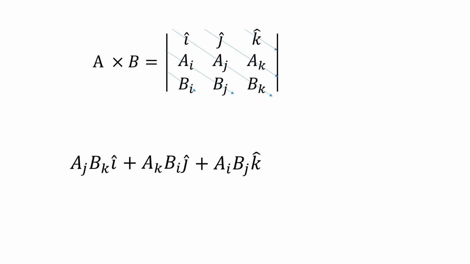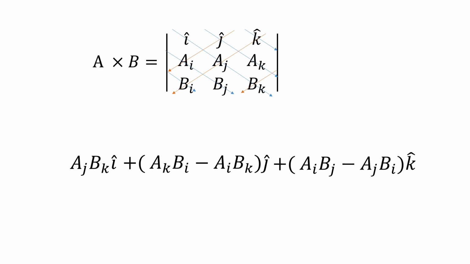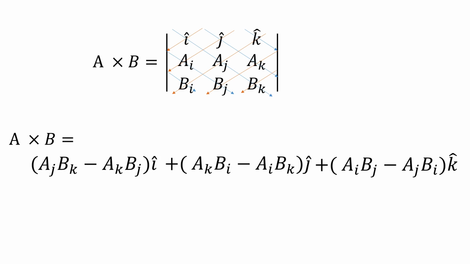We then subtract the diagonals in the opposite direction. In the k-hat direction, we subtract A sub j times B sub i. In the j-hat direction, we subtract A sub i times B sub k. And finally, in the i-hat direction, we subtract A sub k times B sub j. This will yield the cross product.